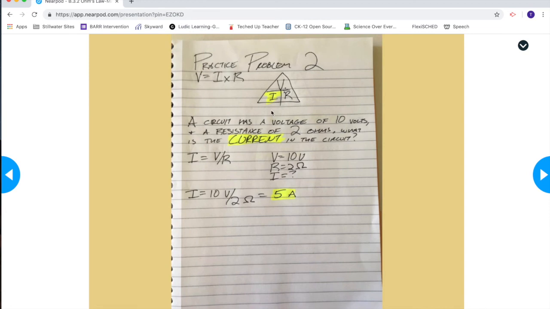All right, we are solving for current in this problem, so we're going to cover current up, leaving us with V and R. V is over R, therefore we divide voltage by resistance. So, we use the formula current equals voltage divided by resistance. Voltage from our problem is 10 volts. Resistance from our problem is 2 ohms. Remember, use omega for ohms. What is the current in this circuit? I equals 10 V divided by 2 ohms, and that equals 5 amps. And that is our practice problem 2.